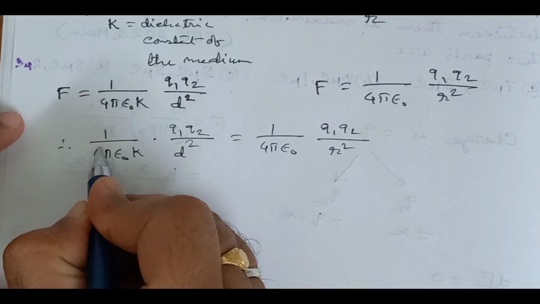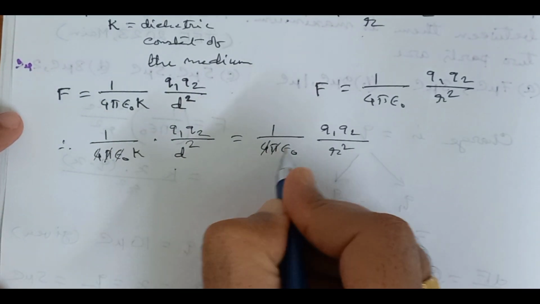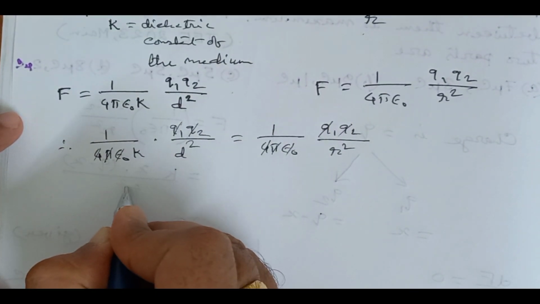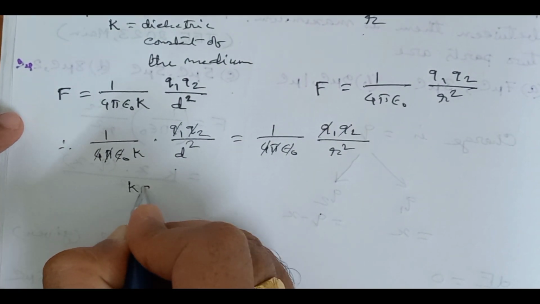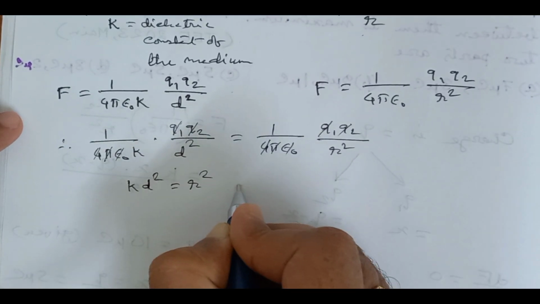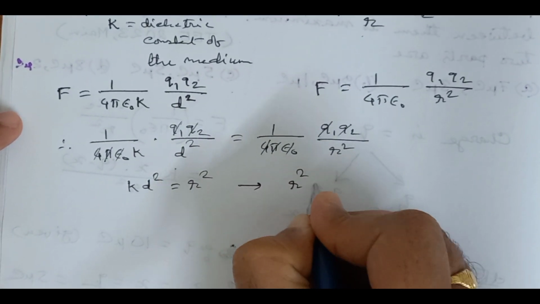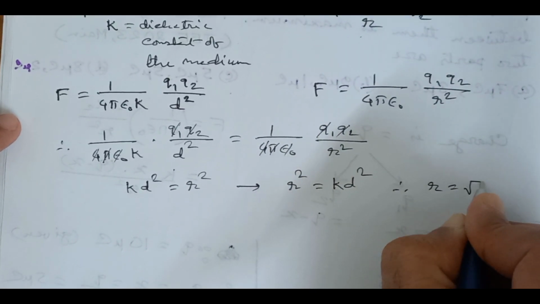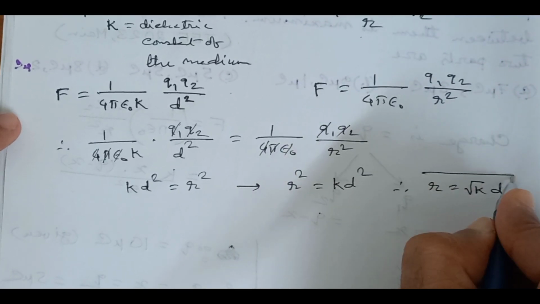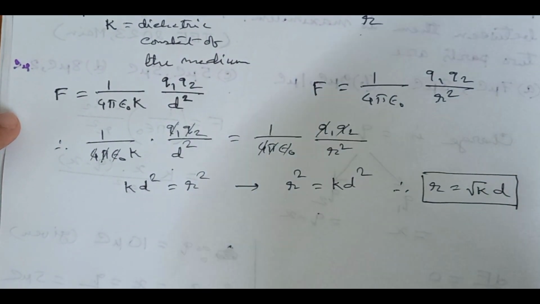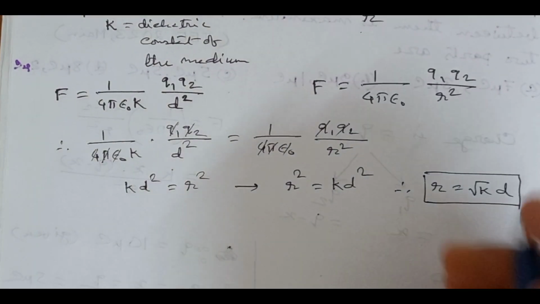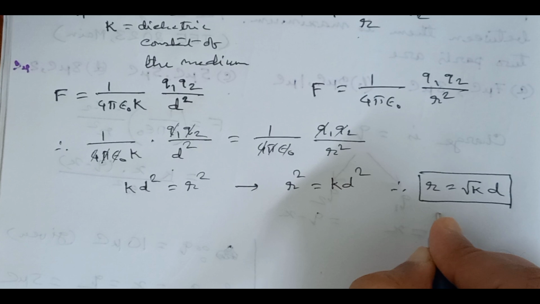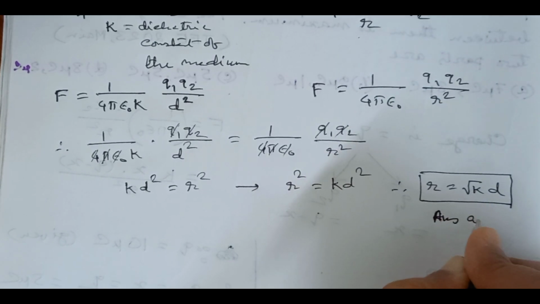Therefore, here 4 pi epsilon 0 can be cancelled out both sides. Q1 Q2 can be cancelled out both sides. Only K into d square is equal to R square, or R square is equal to K into d square. Therefore, R is equal to root over K into d. So, the correct option is answer A.